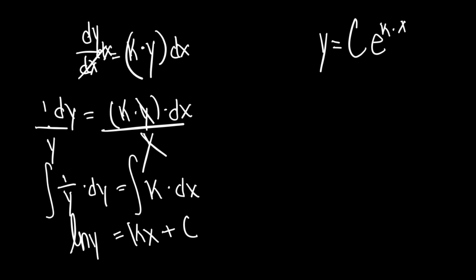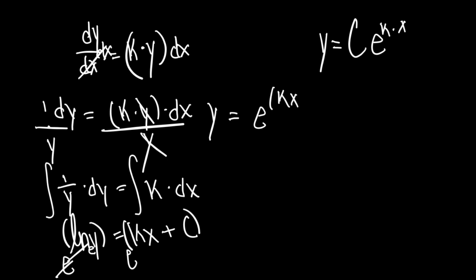Now how do we cancel this natural log so we can isolate y? Well, we raise everything to the e. We raise this side to the e and that side to the e. Because the natural log has a base of e, these will just cancel out. So you're left with y equal to e raised to k times x plus c.